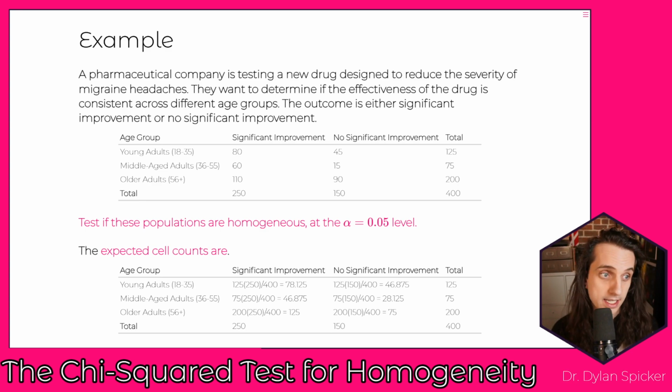In this case, we have the individual calculations actually being done. So 125 times 250 over 400 gives us our expected value here. We have 75 times 250 over 400 for our second one, 200 times 250 over 400 for the third one, and then we replace that 250 with this 150. So 125 times 150 over 400, 75 times 150 over 400, and 200 times 150 over 400. That gives us all of our expected values here. We have our 6 different ones, and then we're going to want to calculate that chi-squared test statistic.